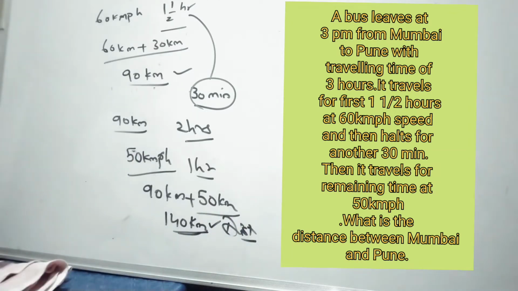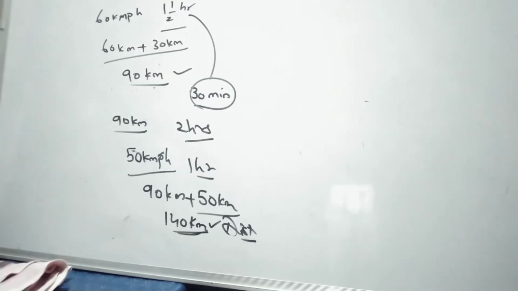It's very simple. The question is very simple. So the bus covers 60 kilometers per hour for 1.5 hours, takes a halt for 30 minutes. Again in the remaining time, its speed is 50 kilometers per hour. But the remaining time is also 1 hour.